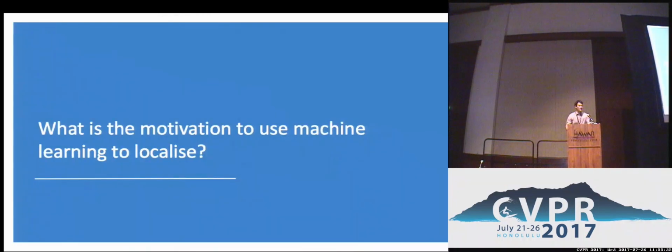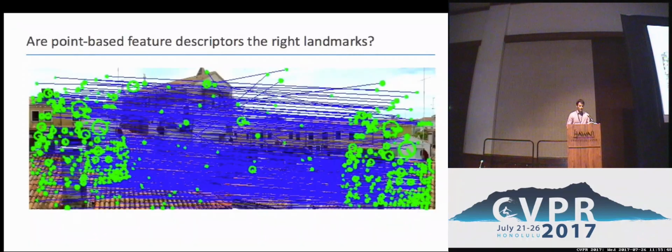So I think there's a few key assumptions that I want to test in this talk. I think that Torsten's given a great introduction of some point-based feature methods, but maybe there are some other ways to localize, and maybe there's some orthogonal line of thought that I'd like to question. So first of all, I'd like to pose the question: are point-based feature descriptors the right landmarks to be using for localization?